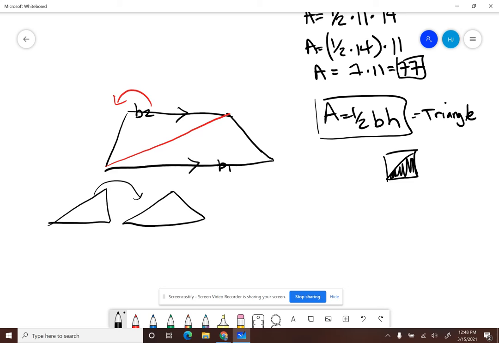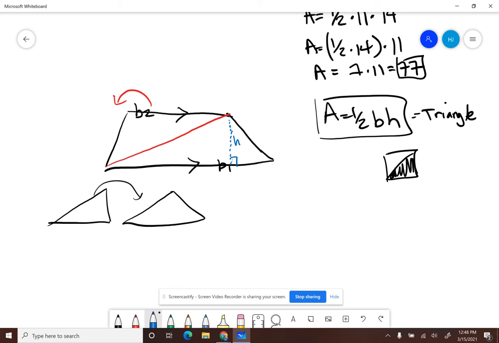The issue is, though, where in the world is my height? I don't really have a height yet. Here's what I want you to consider. If I make a height down this trapezoid, and ladies and gentlemen, this height is the same for this triangle and for that triangle. They both share the same vertical height because I have parallel lines here.